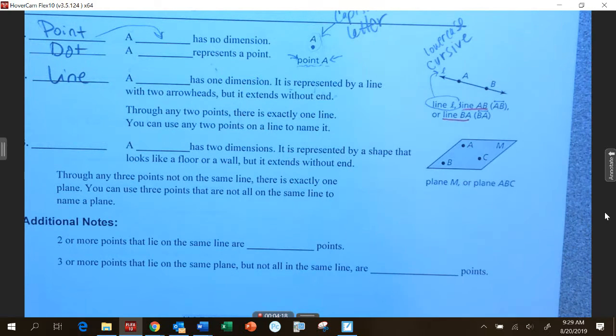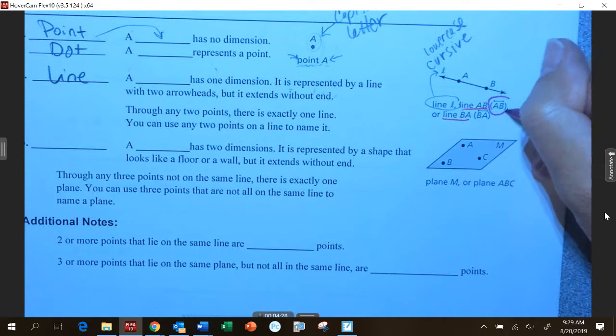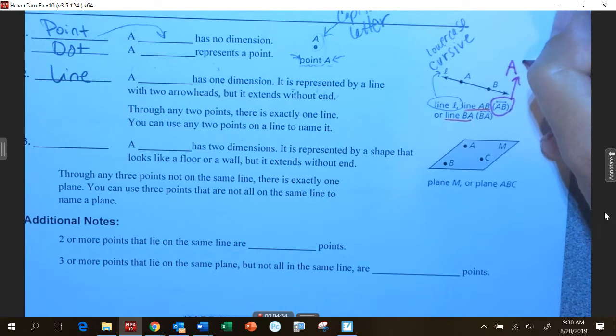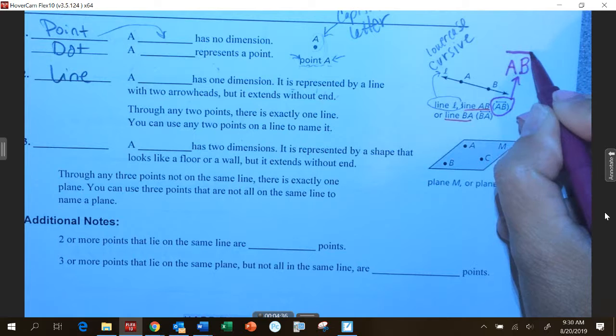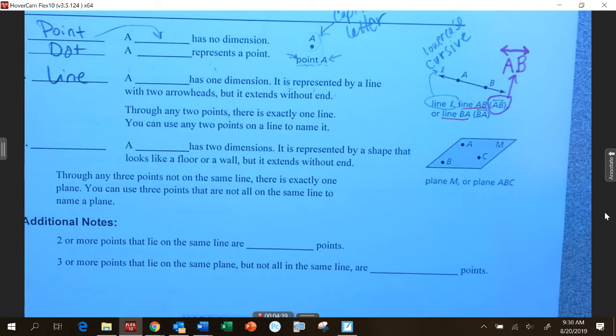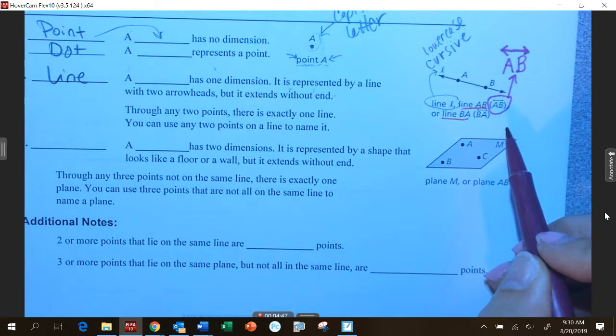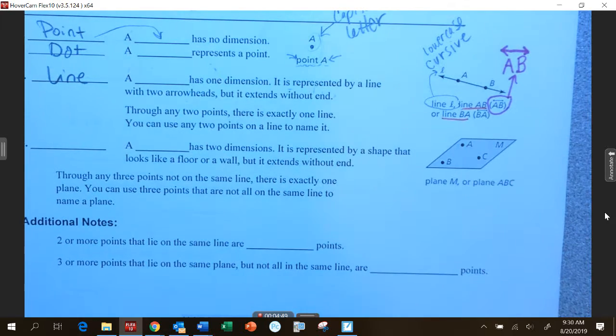And then the last one, which is my favorite, because I don't like writing super long words like line. So we have a symbol. You write the 2 points it passes through, and then right above it, we literally draw a line with arrows. That means line AB. Or you could reverse the order, and it could be line BA with a line above it. So right there is 5 different ways of naming just this one line.